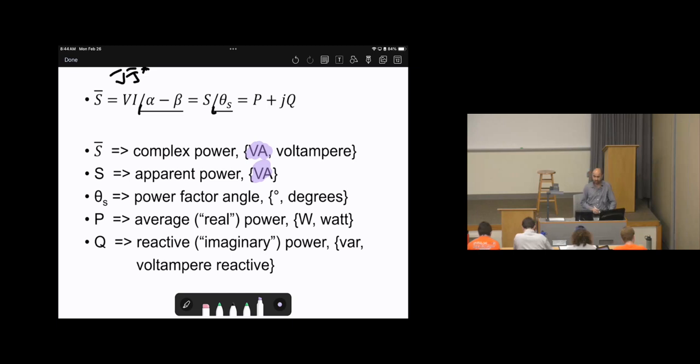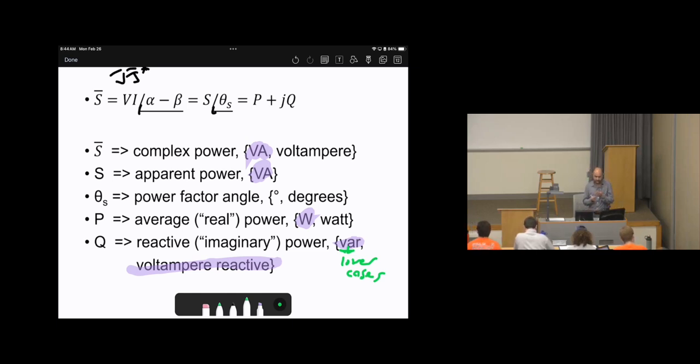Theta is the angle in the polar coordinates, and we call it the power factor angle. You must memorize all of these definitions. It's a must, okay? Because we will use it a lot from today's lecture until the end of this course. P is the average or real power, and the unit is watts. Q is called reactive or imaginary power, and it's in VAR. Keep in mind, VAR means volt ampere reactive, and must be lower case. Other than that, VA must be upper case, and W must be upper case. The only lower case is in Q, which is VAR.